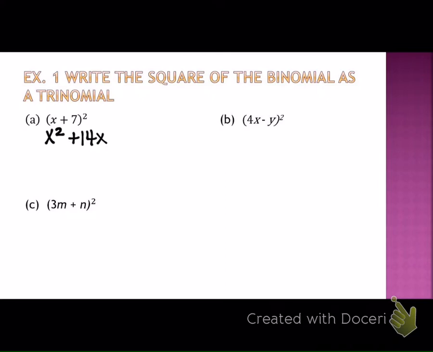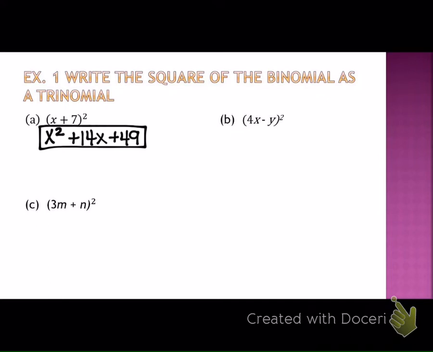Square the second term. What is the second term? Good. Remember, all of these steps have to do with the original problem, not the answer. We're always going back to the original problem. So the second term is 7, and when you square 7, you get 49. And there is your answer. X squared plus 14x plus 49.